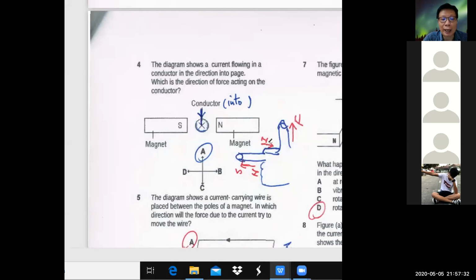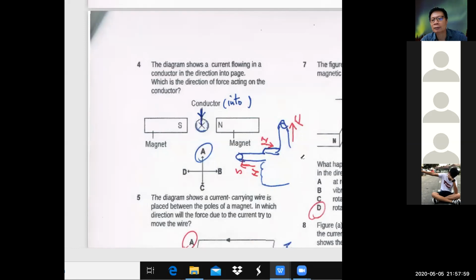You practice, use your hand. First finger follows here, north, south. Your second finger, this one, points inside the paper, because the current is going inside your paper. And then you notice your thumb actually points up. Point up means the force is going up. So the direction is A.